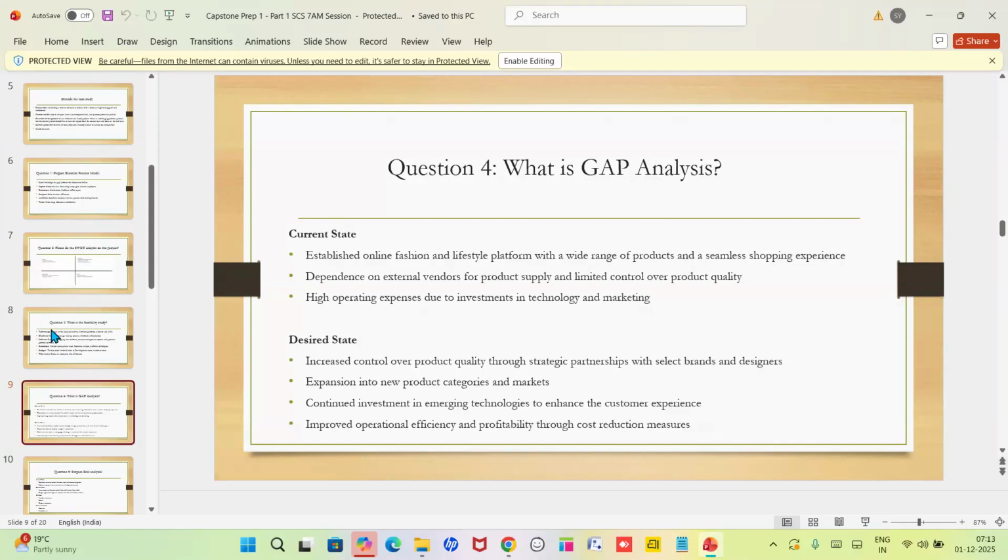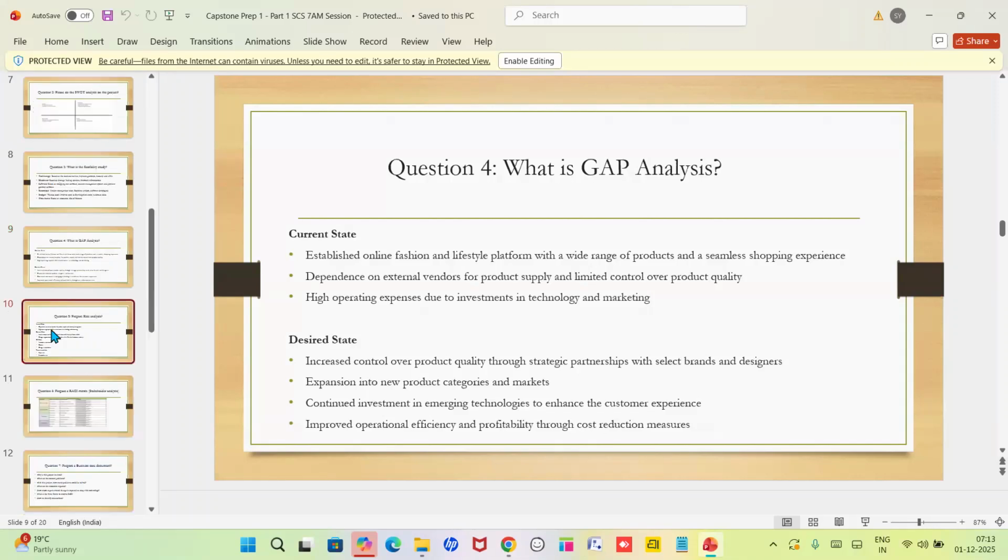And after completing that application, what development have we done, how are we approaching it, how are the people approaching it, and how are the sales going on? The gap between the current state and the desired state we need to analyze. This is about the gap analysis.